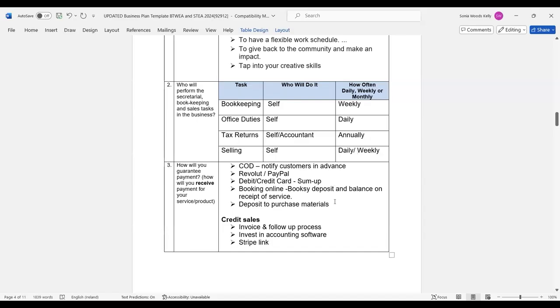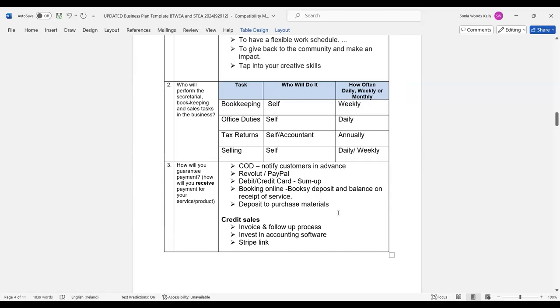You may have an online booking service. An example of an online booking service is Booksy, and that would have been explained to you in the Start Your Own Business course. If you have an online booking service, do you take a deposit or do you take full payment in advance? And if you do take a deposit, the balance is paid on receipt of service. So all that area needs to be explored and decided by yourself if you are offering an online booking service: what your terms and conditions are going to be and how you're going to ensure payment.